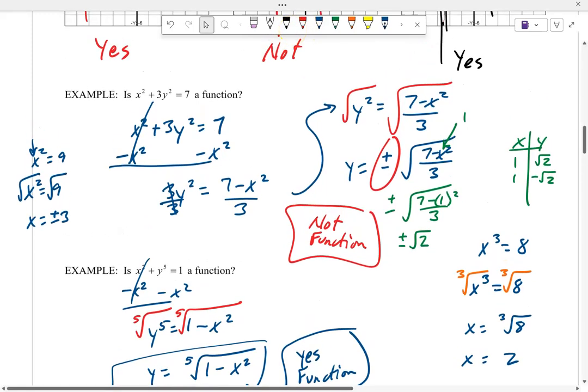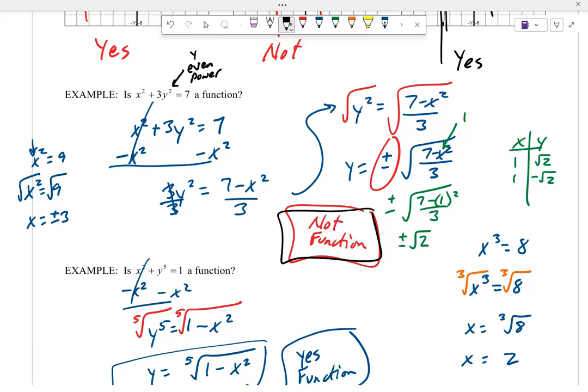If the y is to an even power, it will not be a function. If the y is to an even power, it will not be a function. If the y is to an odd power, you're going to be fine. It'll be a function. Okay.